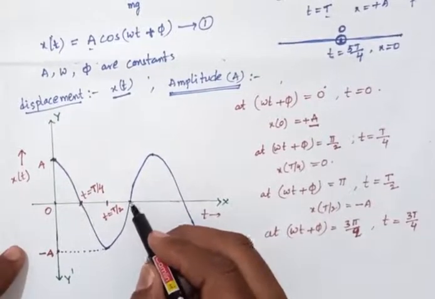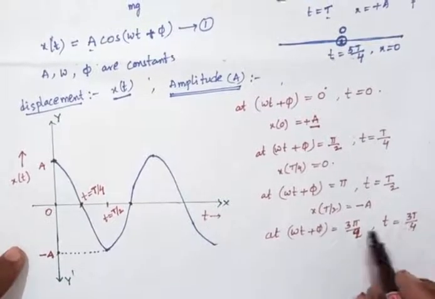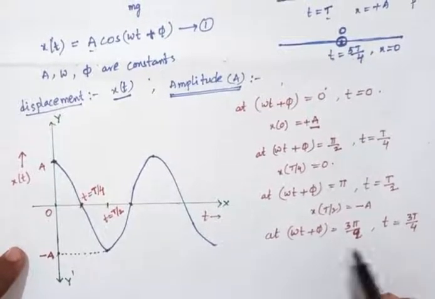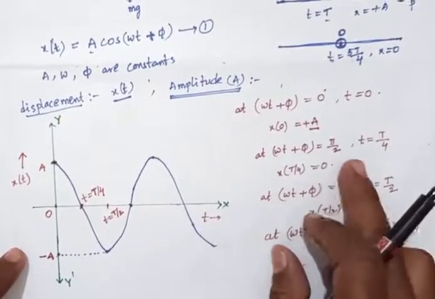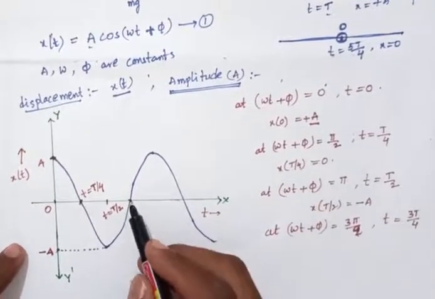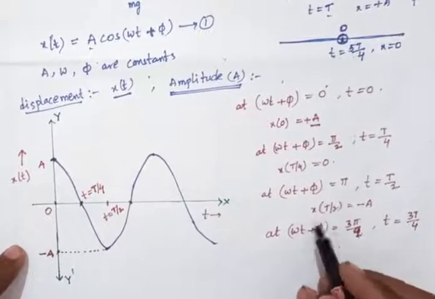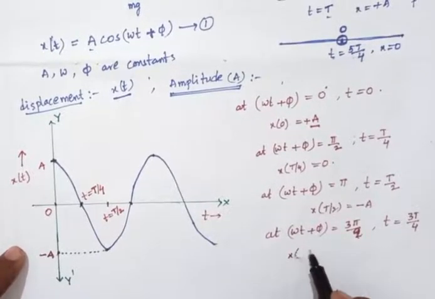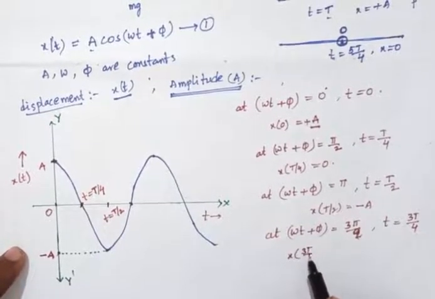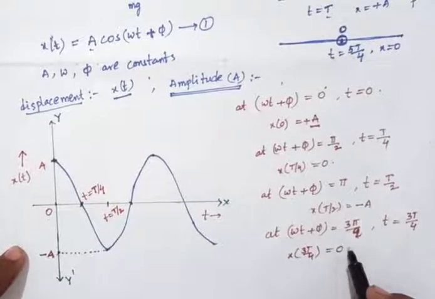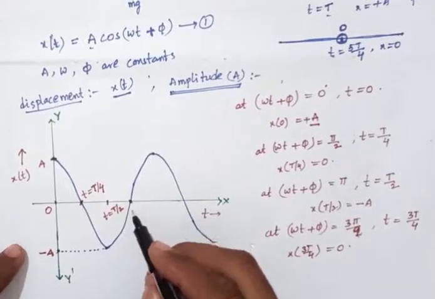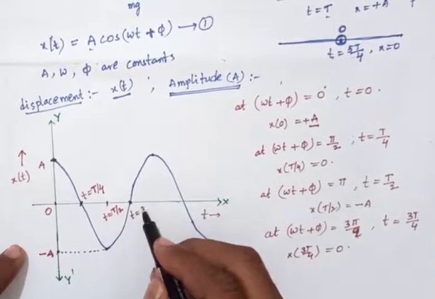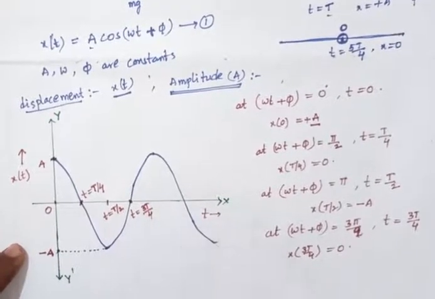So here at 3T by 4, at 3 pi by 2, again what? So it is 0. So that is x of 3T by 4 equals 0. So this point is taken at t equals 3T by 4.